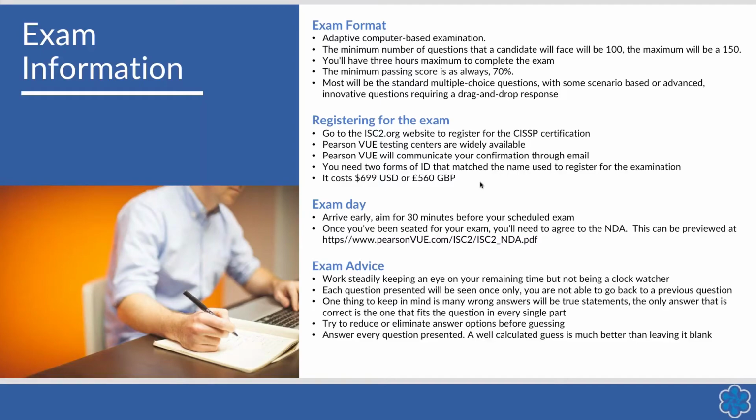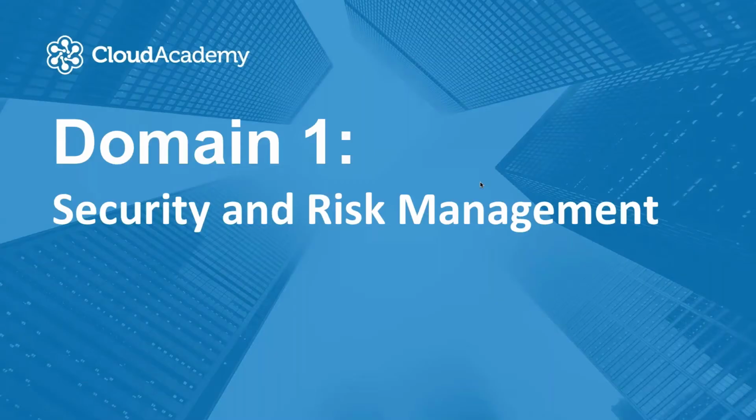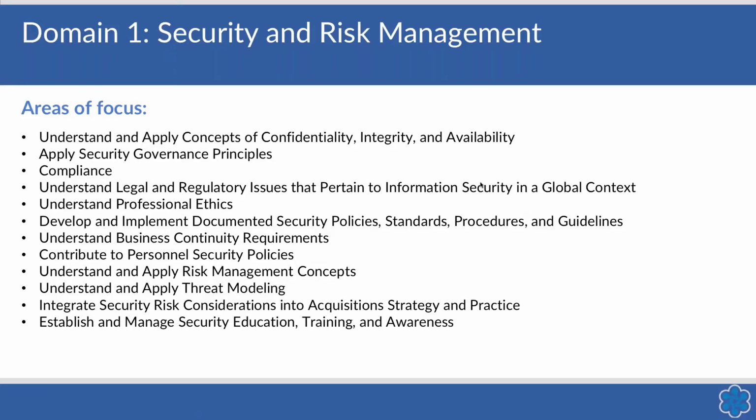Excellent. Okay, let's now move on to the different domains. Like I said, there's 8 domains in total. The first domain is security and risk management. Now, on the screen, there's a list of different areas of focus within this particular domain. Ross, would you say there's certain elements within security and risk management that you should focus on more than the others? Or do you have any kind of do's and don'ts within this domain?